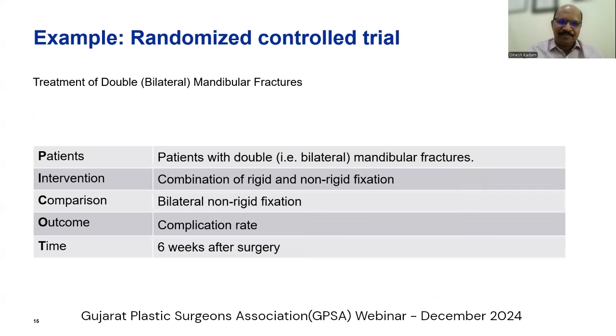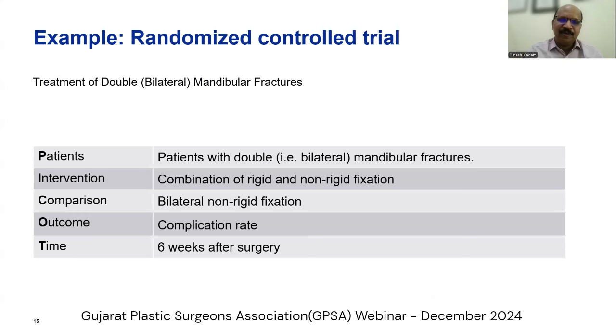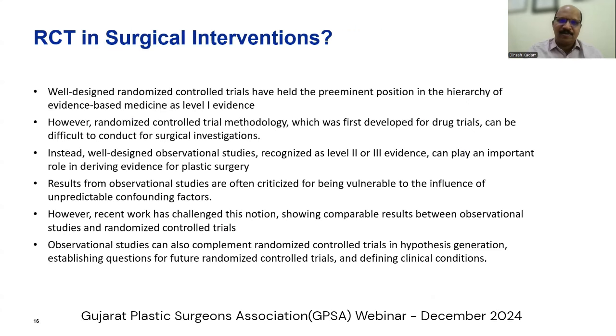However, you can do it, for example, for a bilateral mandibular fracture where we have done rigid fixation and non-rigid fixation, and we are trying to compare complication rates. That's possible. If you have a large number of patients with a good number of follow-ups, you can do a randomized control trial, and that will give you evidence.